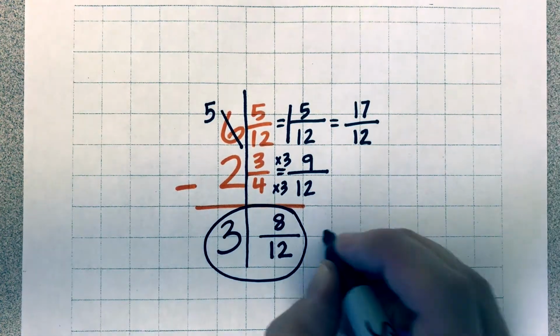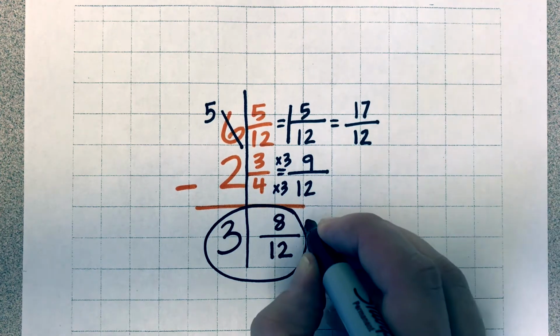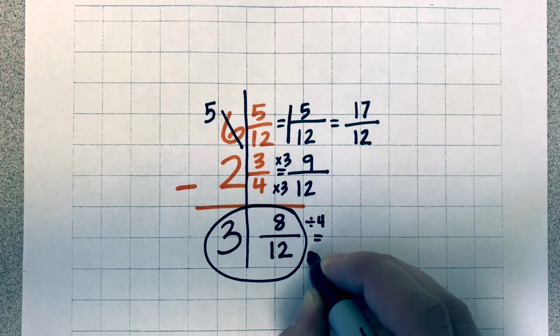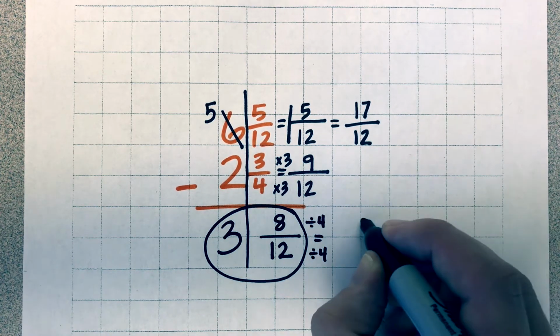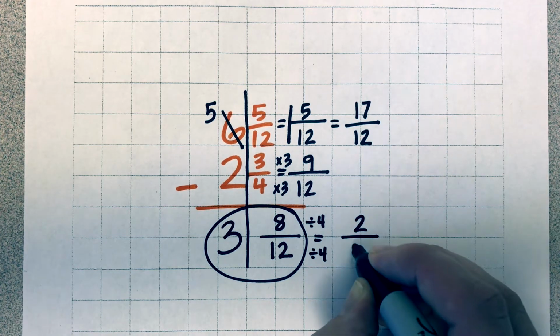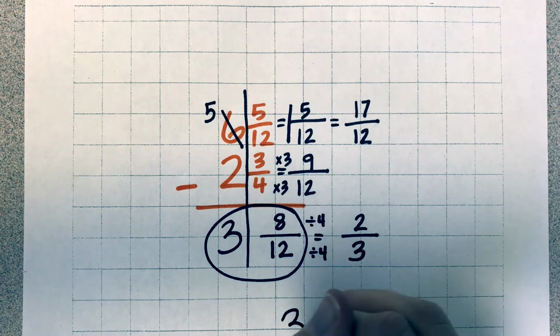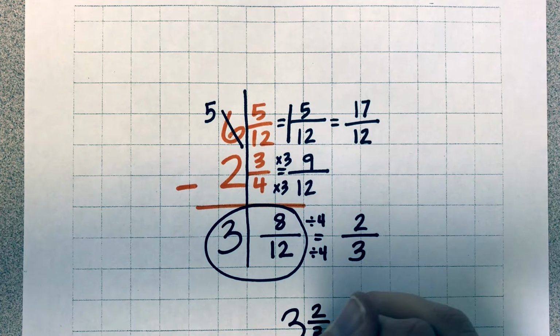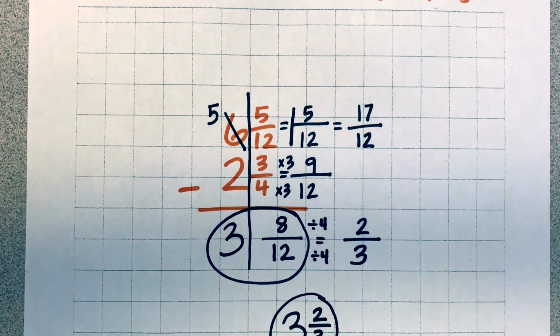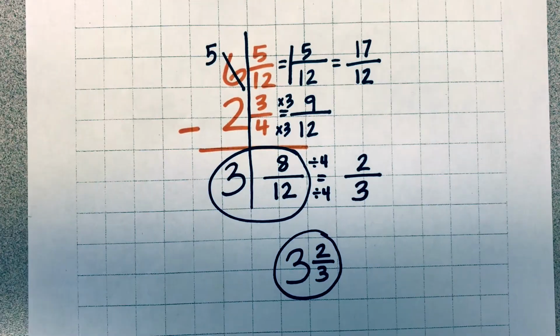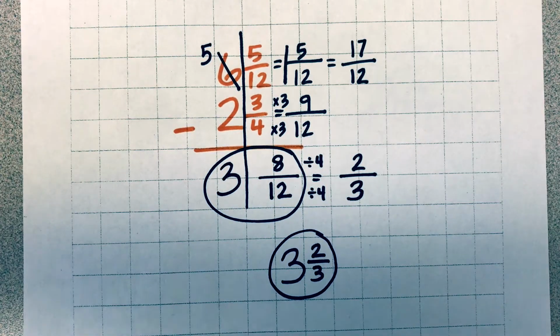You can also simplify 8/12. You can divide both sides by 4 and end up with 2/3. So really a perfect simplified answer would be 3 and 2/3. So that is the first example problem, but I am going to go through 2 more practice problems with you just to make sure you got it.